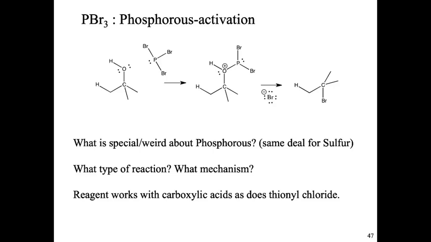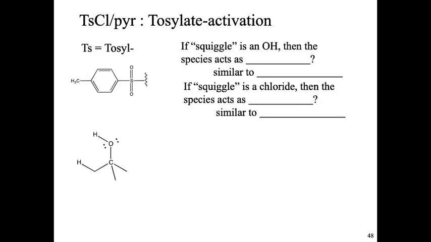Just like thionyl chloride, the phosphorus tribromide is so reactive as an electrophile, it will also work with carboxylic acids. Okay? Those two reagents are going to show up again in Unit 3 because they're the only way we can get to our most reactive carbonyl species. Okay? And we'll see those come back. Thionyl chloride plays a larger role there.